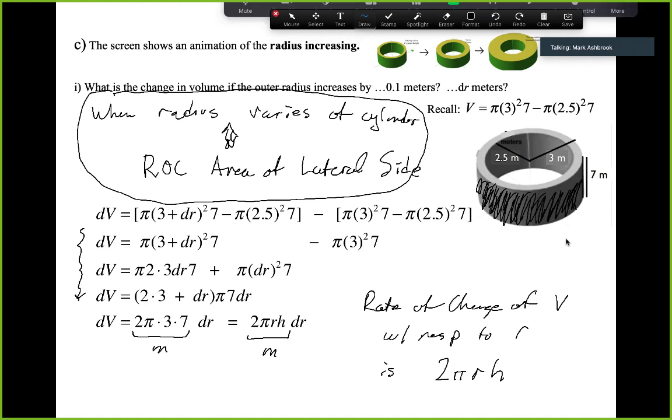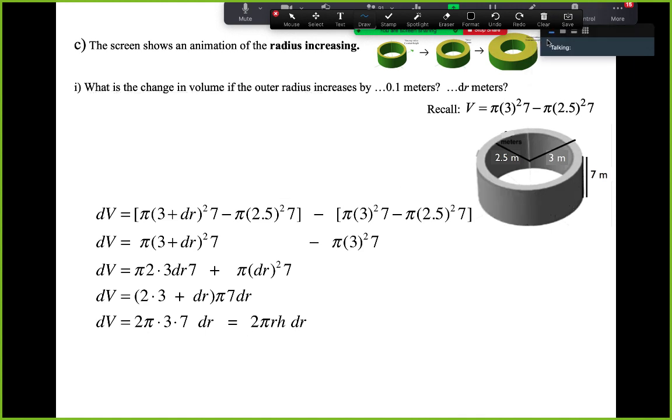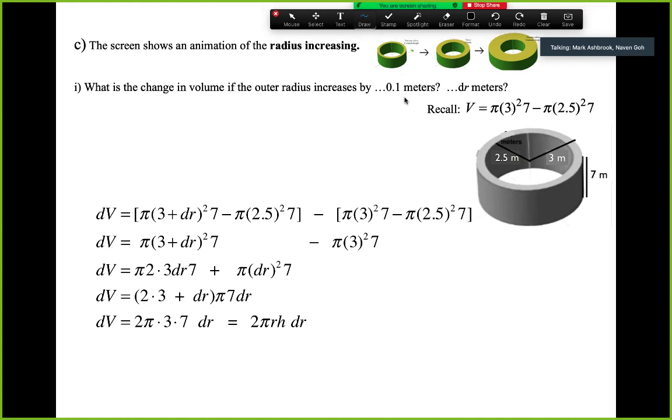Okay, so let's look at an example. Any questions on that? Oh, I'm sorry, the lateral side is that dark green part? Yeah, the dark green. Right, so it's the vertical dark green ring. Okay, thank you. That's the area 2 pi r h, and that's the rate of change as the radius grows.